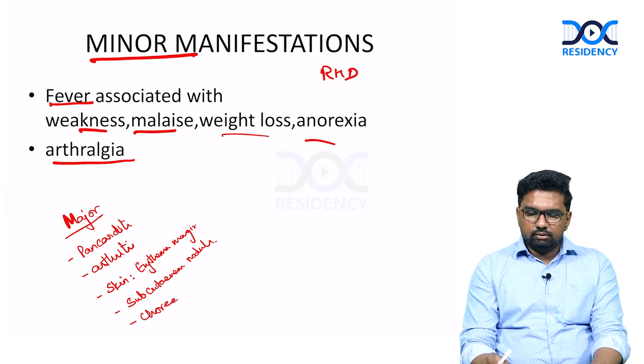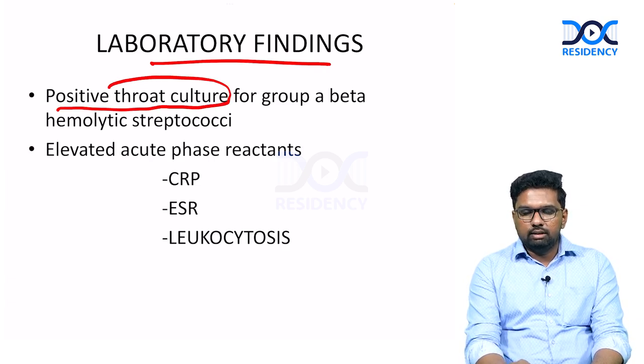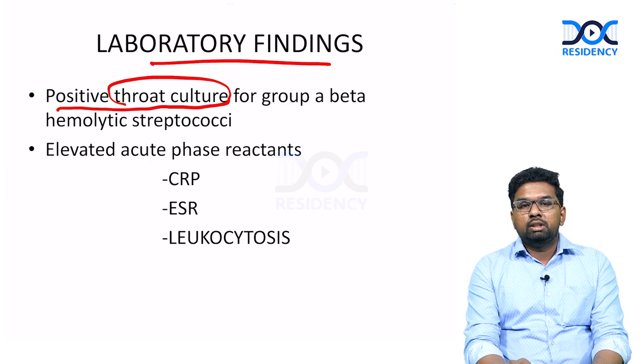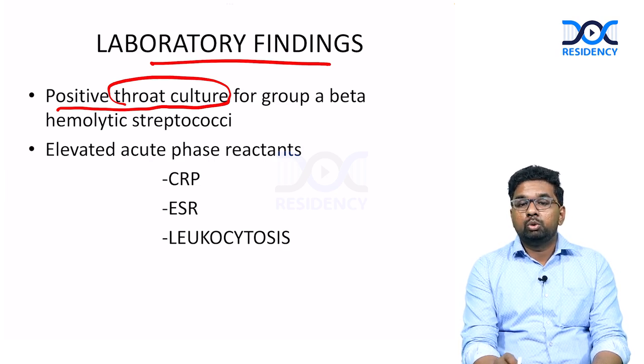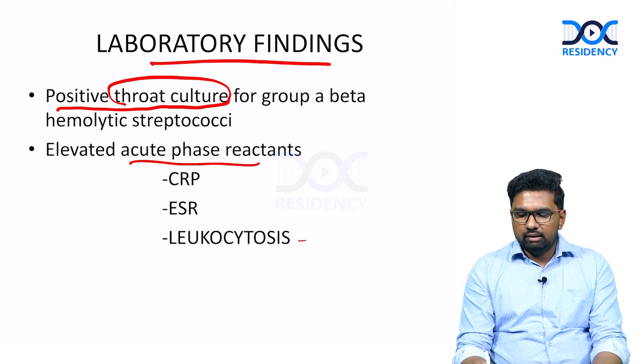Okay. So, coming to the investigations and laboratory findings, you have to go for a throat culture and sensitivity to demonstrate the causative organism, that is group A beta hemolytic streptococci. Of course, the acute phase reactants will be elevated, like ESR, erythrocyte sedimentation rate, and CRP, and the patient will have increased WBC, leukocytosis, in the total count.